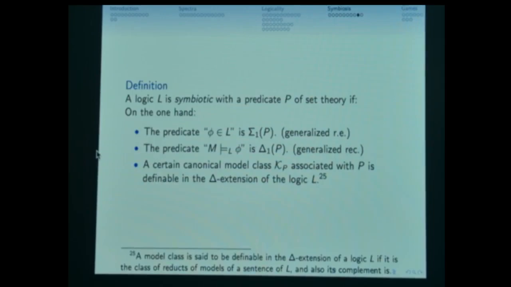So we say that a logic is symbiotic with the predicate P of set theory. So for example, we've been thinking about the power set operation. So here's the definition. Belonging to the language is generalized by R equals sigma 1 P, and the satisfaction is delta 1. So here's one side of the symbiotic relation. So we say L is symbiotic with P. These two things happen. And on the other hand, a certain canonical model class associated with the predicate is definable in the delta extension. Okay, and once again, a model class is said to be definable in the delta closure of a logic if it's a class of reducts of models of a sentence of L and also its complement.